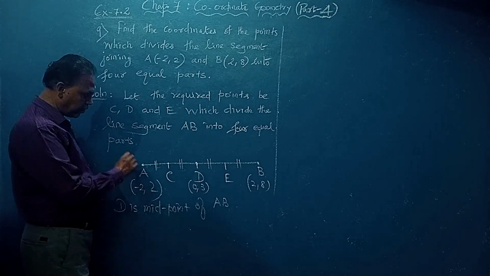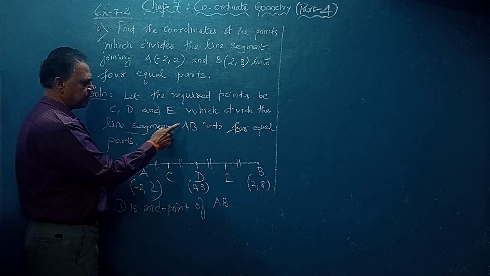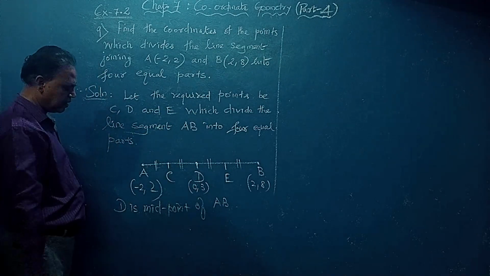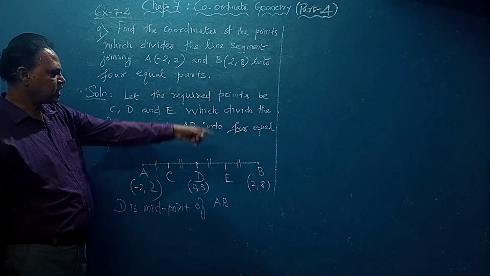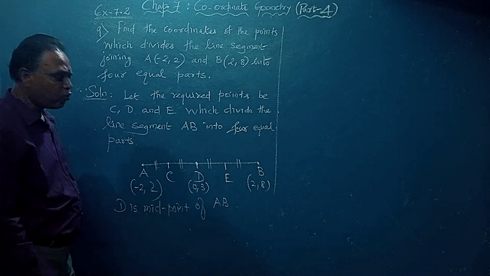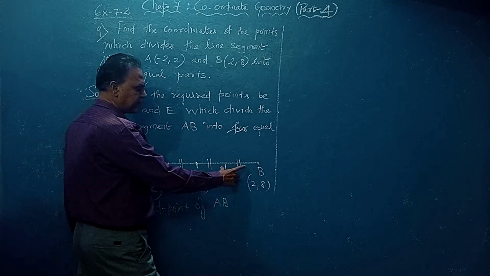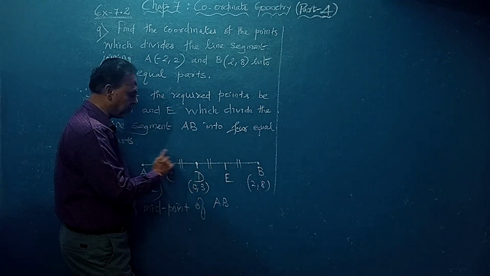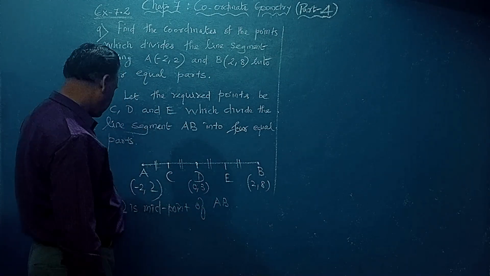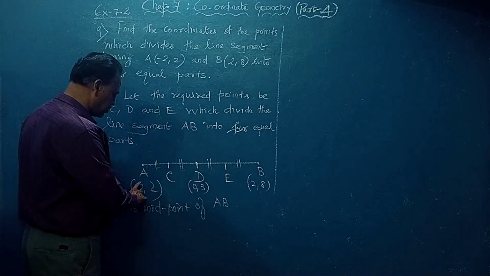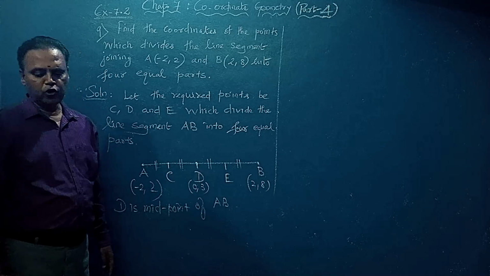Okay, so you have to write: let the required points be C, D and E, which divide the line segment AB into four equal parts. A is given as (-2, 2), B is given as (2, 8). Now, what will D be? This side two equal parts, this side two equal parts, so D is the midpoint of AB. You can easily find D: just add the x coordinates divided by 2, and add the y coordinates divided by 2.